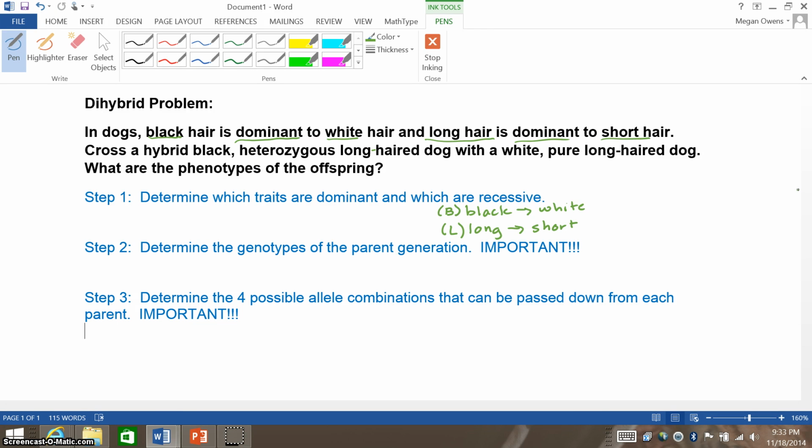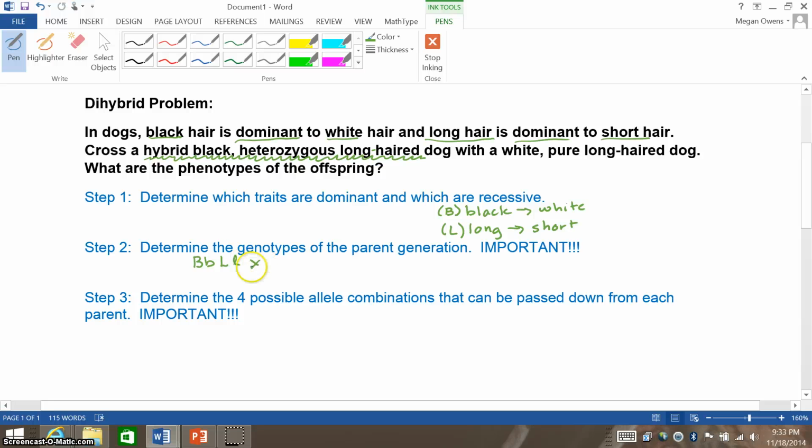When I go back and analyze the words, I first begin by looking at what it tells me about the first parent. In this case, it tells me that it is a hybrid black, heterozygous, long-haired dog. I know from my prior biology knowledge that hybrid and heterozygous mean the same thing: two different letters. Hetero stands for different. So hybrid black would be big B, little b, and heterozygous long-haired would be big L, little l.